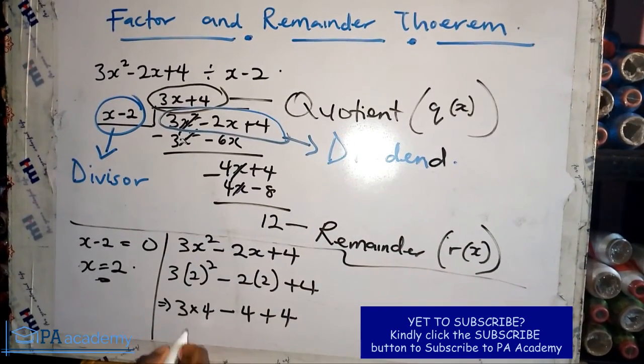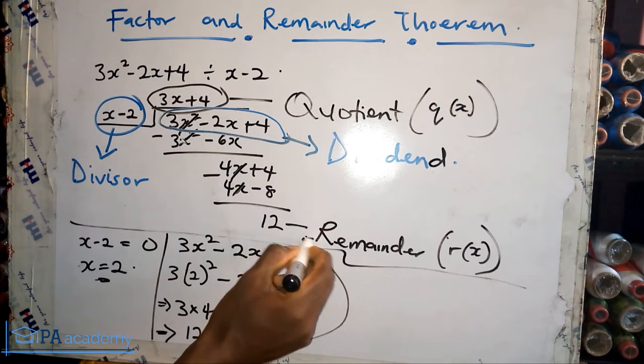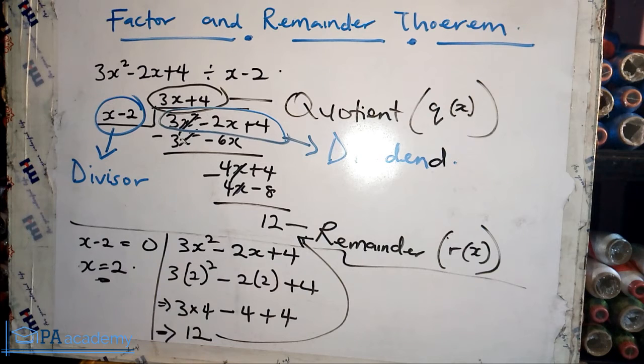So by the time we equate this, 4 times 3 will give us 12. So minus 4 plus 4 will give us 0, and we'll be left with just this 12. Now you can see that following this method, we have been able to get our remainder, instead of using the long division method. Using this method has given us the remainder.